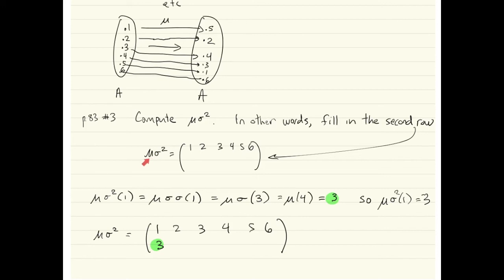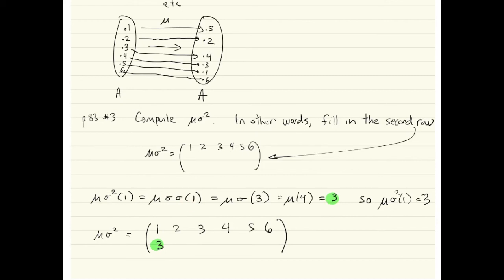This here is a function, and in other words, you give these numbers 1, 2, 3, 4, 5, 6 as input, and this question is asking, what does this function do when you give these numbers as input? Okay, so we have to start with 1, and we have to figure out what number goes here below it by asking, what does this function do to the number 1? And so we plug 1 into our function mu sigma squared, and mu sigma squared is mu composed with sigma, mu sigma sigma, and then applied to 1.